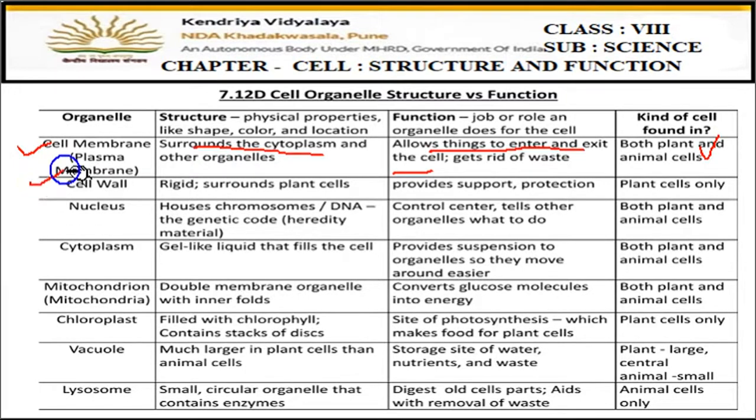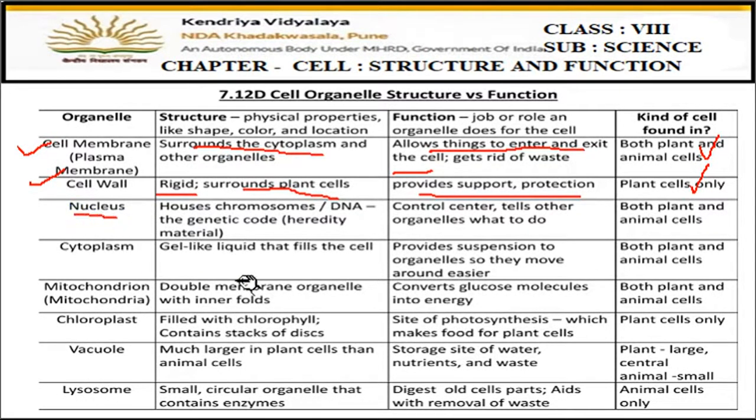Then the cell wall. What is the structure of the cell wall? The cell wall is very rigid, very hard, it is made up of cellulose, and it surrounds the plant cell. It is present only in plant cells. Now what is the function, children? It provides support and protection also, and it is only present in the plant cell.